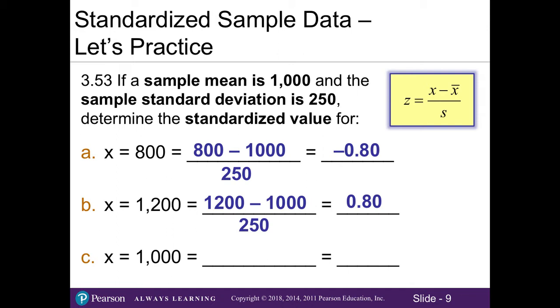Let's do one more in part C. If my x value I want to convert to a z-score is 1,000, I'll take 1,000 minus my sample mean of 1,000, divide by my standard deviation of 250, and I have a z-score of 0, because essentially the value I'm interested in finding is my mean, because 1,000 equals 1,000. So I'm right in the middle of my distribution. So that gives us a z-score of 0.